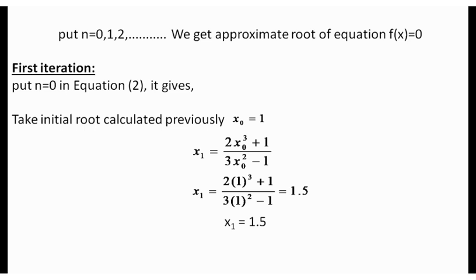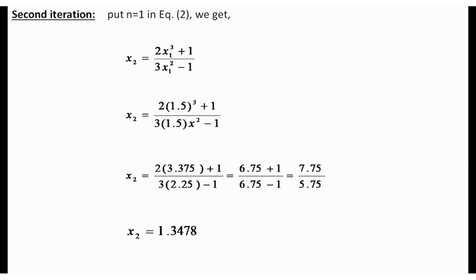This was the value of x1. Now this x1 will be used in the second iteration. So put n is equals to 1 in equation 2, we get x2 is equals to (2x1 cube plus 1) upon (3x1 square minus 1). After solving, we get x2 is equals to 1.3478. See here, the x1 value is used in this equation.